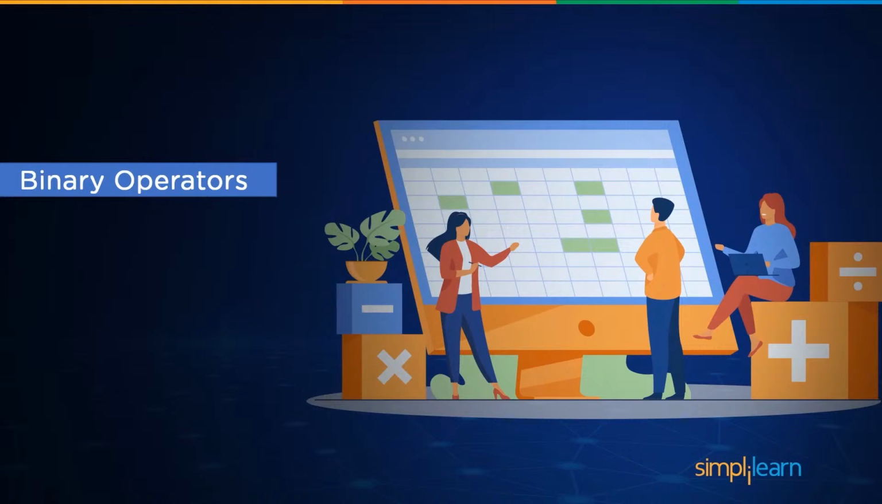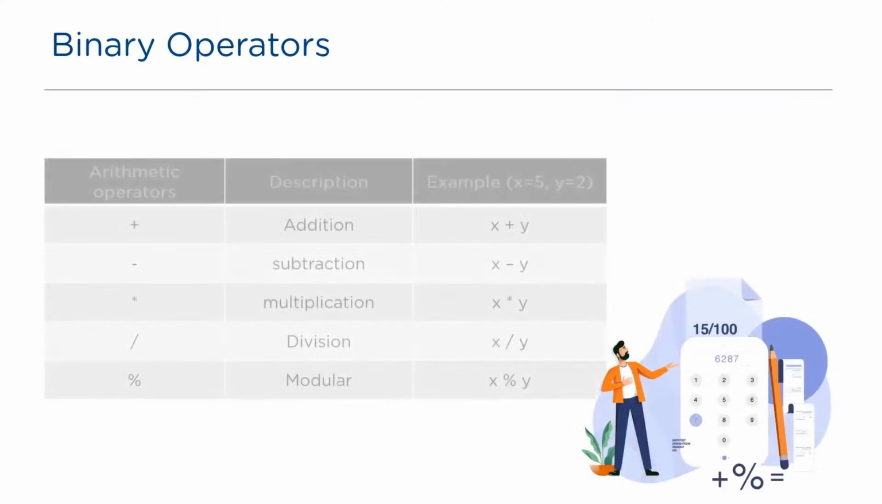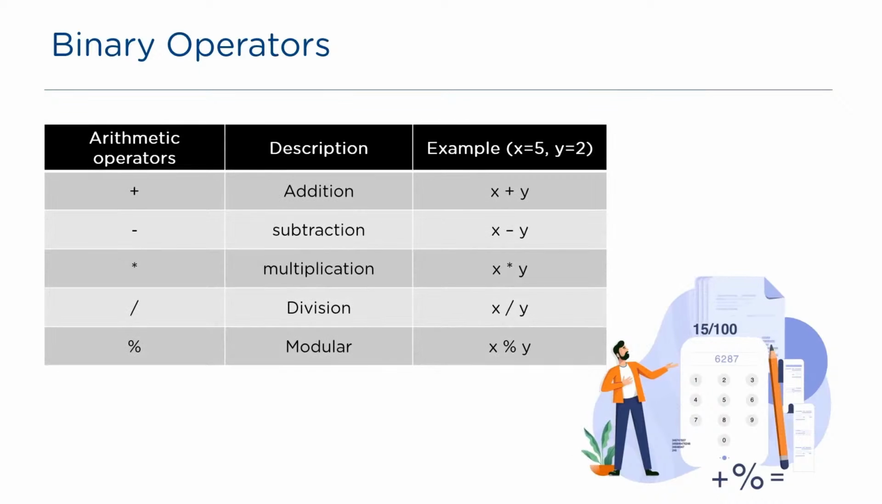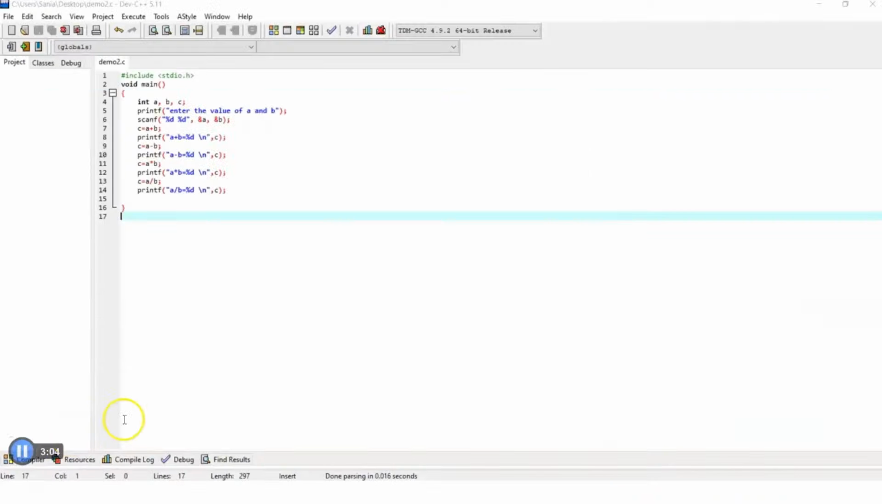Next we have binary operators that operate on 2 operands. First we have arithmetic operators used to perform addition, subtraction, multiplication, division and modular operation. Let us know the performance of arithmetic operations with the help of a simple program. We have included all the arithmetic operators in this particular program. Now let's run the program and look at the result.